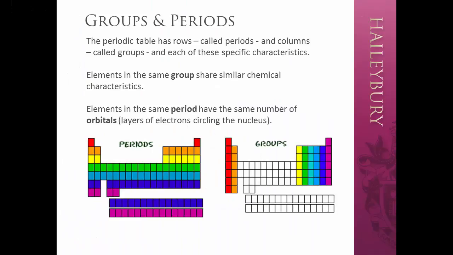The modern rendering of the periodic table has rows, called periods, and columns, called groups, and each of these have specific characteristics. Elements in the same group or column share similar chemical characteristics. Elements in the same period, or row, have the same number of orbitals, which are layers of electrons circling the nucleus.